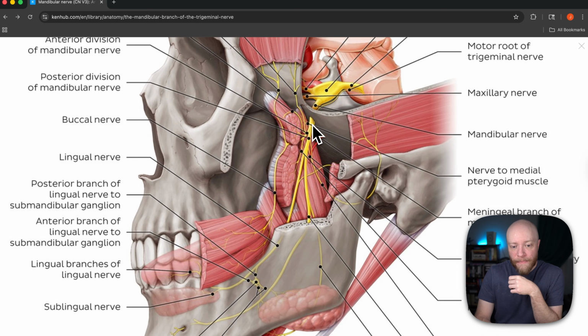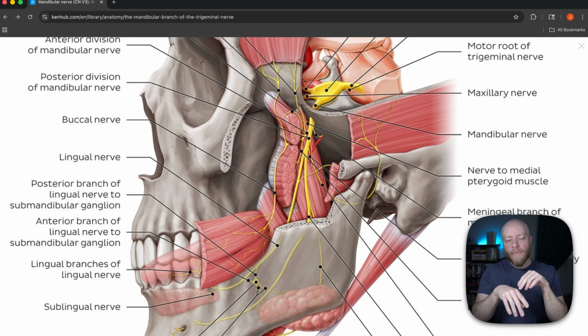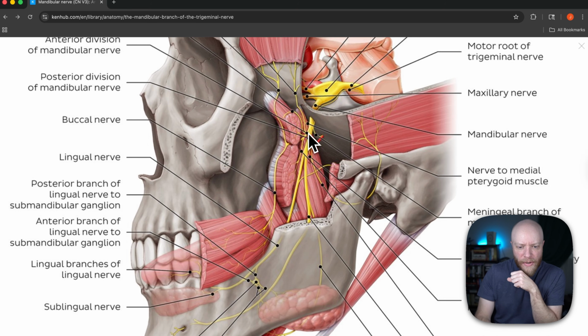And then what's going to happen is it splits into that meningeal branch, and then it's going to split into the nerve to the medial pterygoid. The medial pterygoid muscle is all of this back here, right? That's all medial pterygoid. Medial pterygoid helps to elevate the mandible. It can even protrude the mandible a little bit.